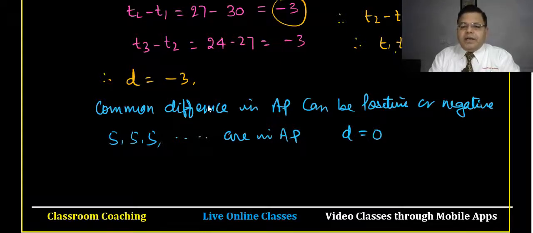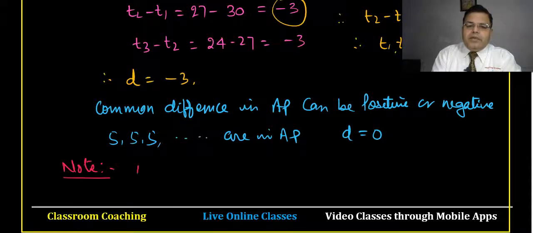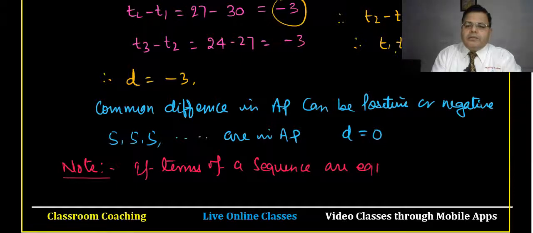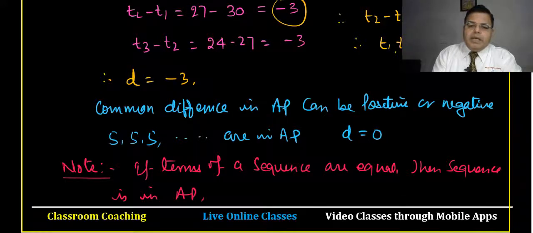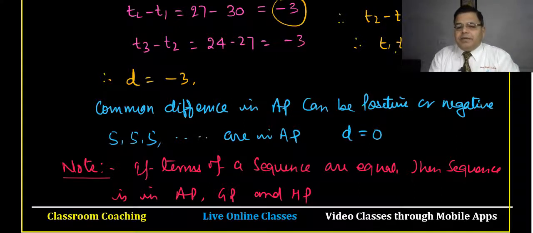Whenever the terms are equal, they are considered to be in AP as well as in GP and HP. Just write down a note: if the terms of a sequence are equal, then the sequence is in AP, GP and HP. I will discuss what are AP, GP and HP: AP arithmetic progression, GP geometric progression and HP harmonic progression. Thus you have seen that whenever any two consecutive differences of a sequence are the same, then the sequence is said to be in AP. This is the characteristic.